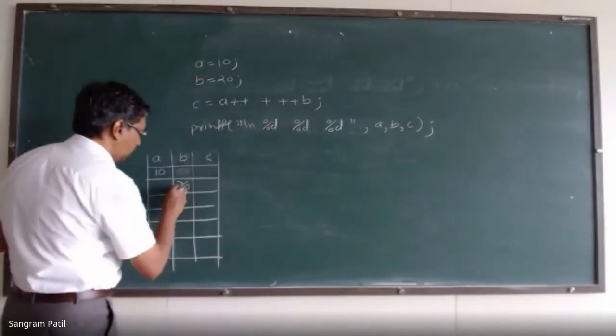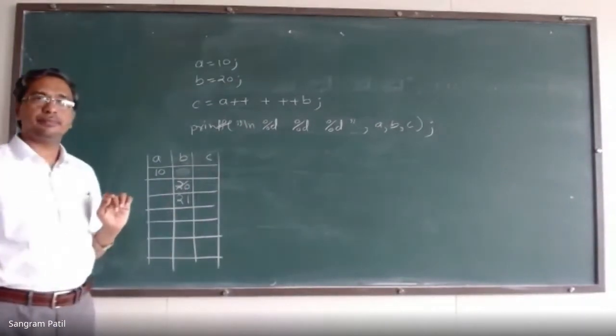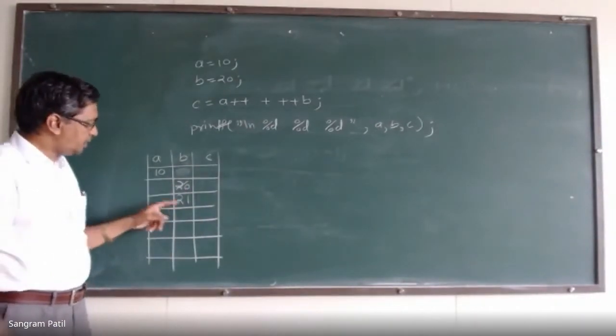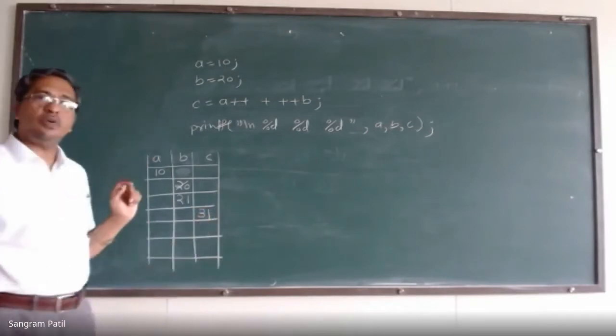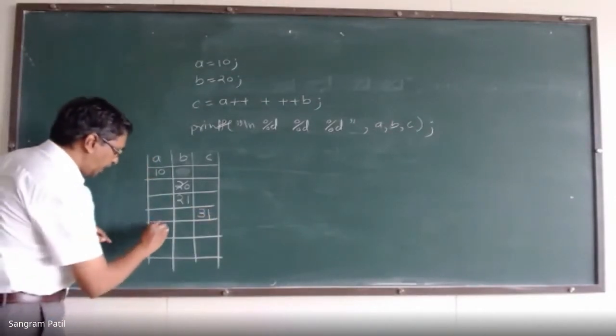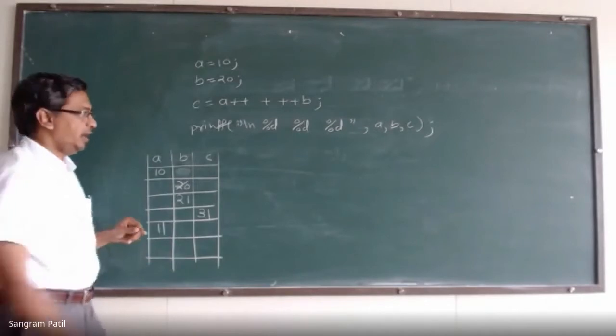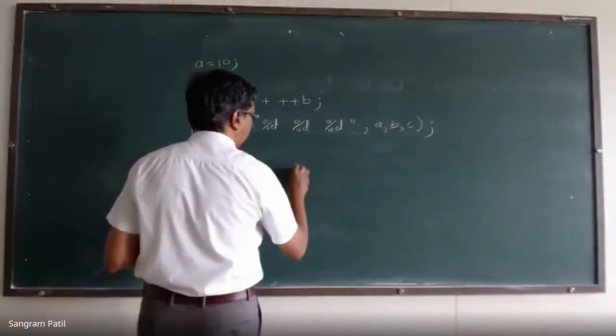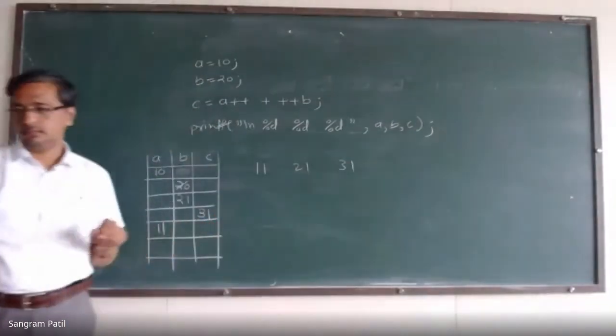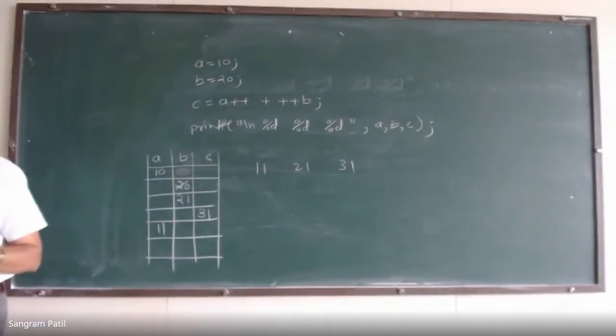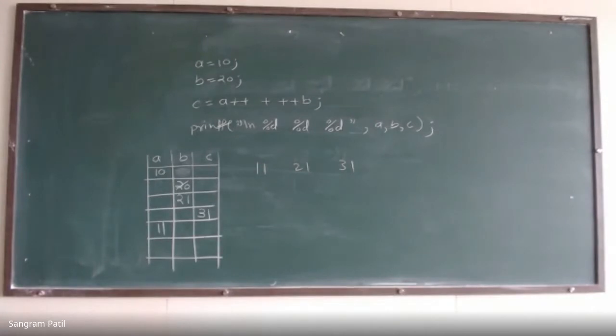So first of all, it will make the value of B as 21. Then it makes addition with A. So C becomes 31. And then it increments the value of A by 1. So this becomes 11. And now this will give you 11, 21, 31. Simple.